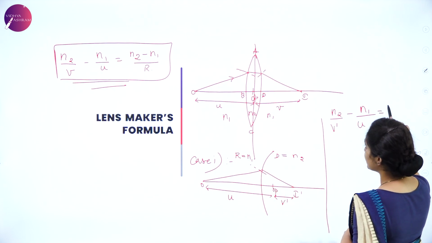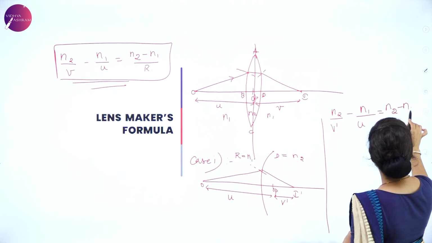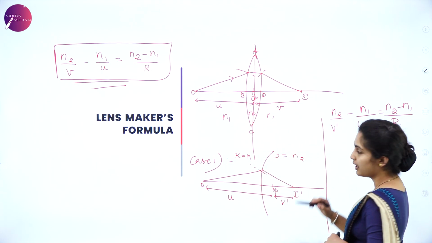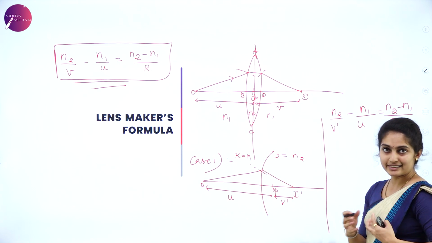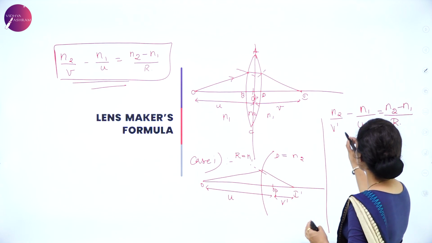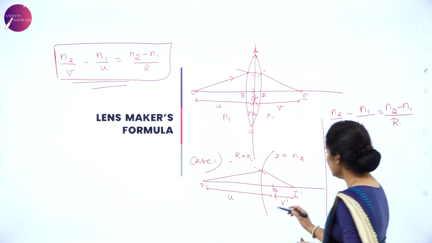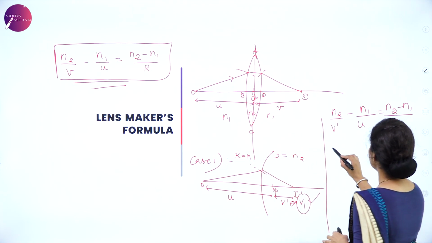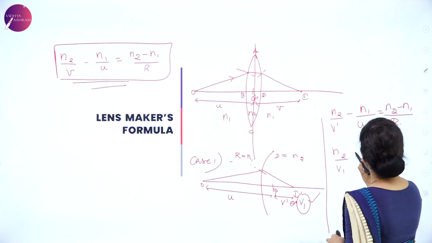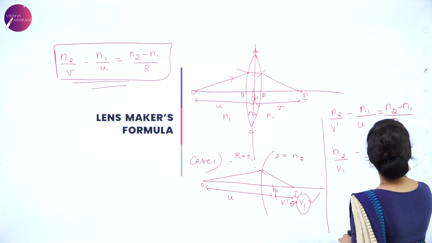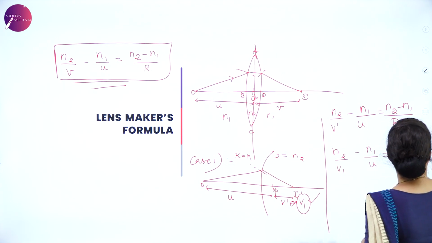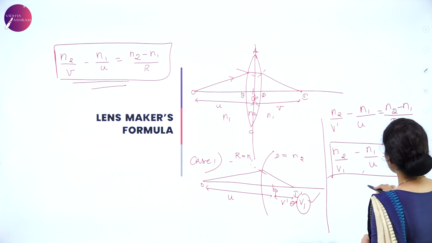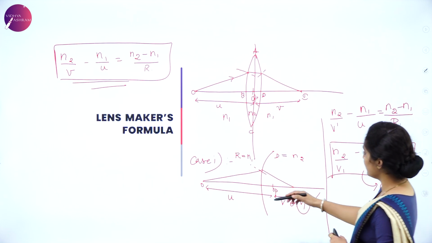So this is equal to N2 minus N1 divided by the radius of curvature, let us write it as R itself. So for us to easily convert and calculate it, we can consider this V dash as V1 also. Let me continue with respect to V1 now. So we have N2 divided by V1 minus N1 divided by U is equal to N2 minus N1 divided by R. Let me consider this set of equations as equation 1.